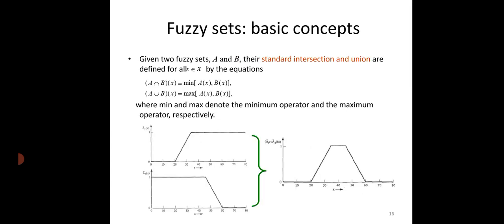Next, I have stated the standard intersection and union. Keep in mind, intersection is always a smaller set, so intersection must be minimum. Union is merging two sets, so it must be maximum. This is a shortcut to understand this. So A intersection B of x is equal to minimum of A of x and B of x, and A union B of x is equal to maximum of A of x and B of x. You can watch the intersection region, that is minimum, and union should cover both regions of A and B.